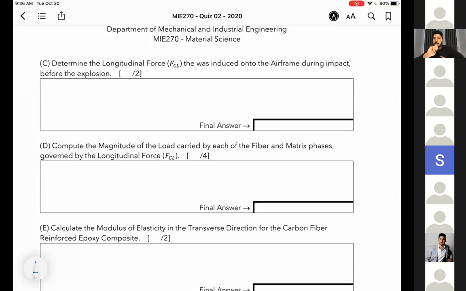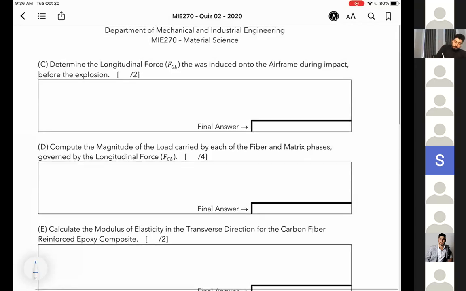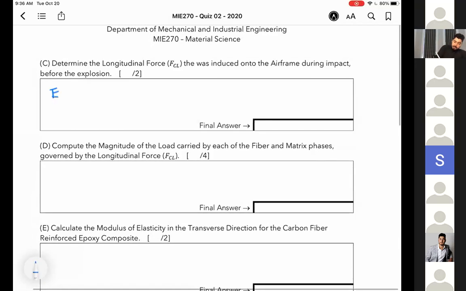It's not critical. It's any strength on the composite in the longitudinal direction, right? But the only one we have is sigma star CL, which is not in the elastic region. So that's not the stress we're looking for. Okay? So what we can say is, because we know it's totally elastic, we can use Hooke's law.